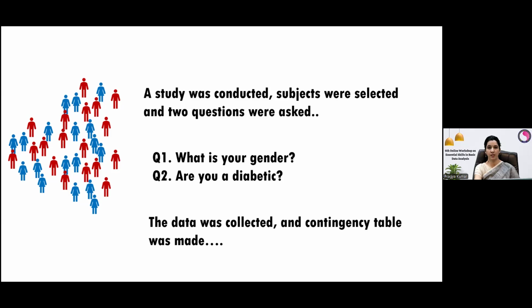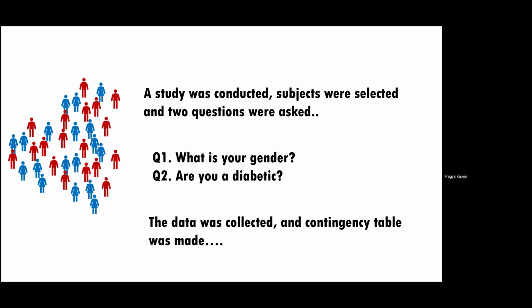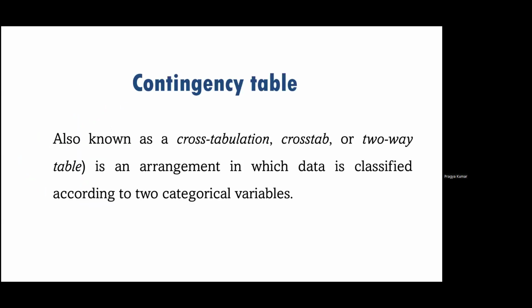For example, if I have conducted one study, how will I conduct this study? This is more about the methodology. Why? Because in chi-square, how you conduct the study also determines which type of test you are going to apply. So you first ask all people, what is your gender? And then you ask, are you diabetic or not? So you are collecting the data in a cross-sectional way, and you make a contingency table. So what is a contingency table? A contingency table is also known as a cross table, crosstab or two-way table. It is an arrangement in which the data is classified according to two categorical variables.